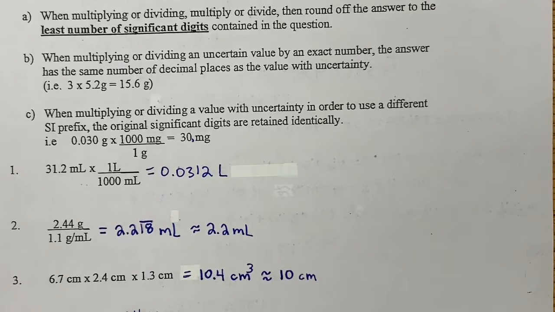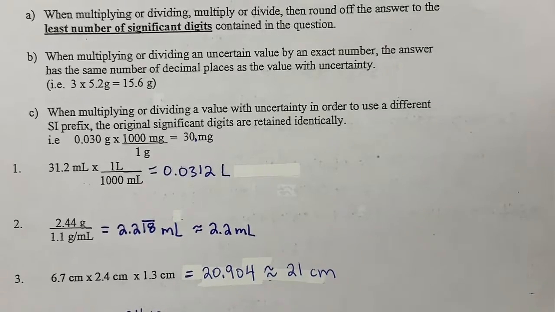For this next example, number 3, we can see that 6.7 times 2.4 times 1.3 is actually 20.904. These all have 2 significant digits, so my result needs to have 2 significant digits, so we get 21 centimeters. If even one of these had more, it doesn't matter, it's the least amount of significant digits. So in this case, they all have 2, so 2.